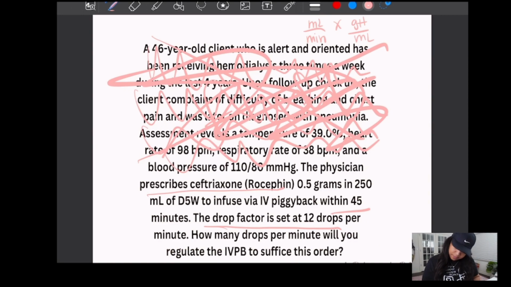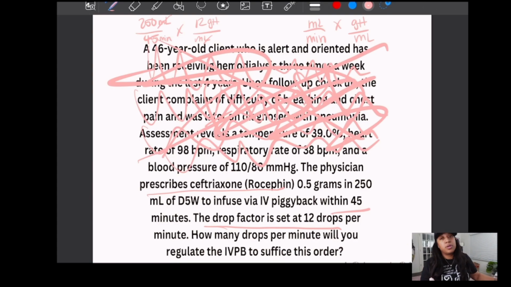So we will have 250 milliliters over 45 minutes times 12 drops per milliliter. Your milliliters cross out. Oh, I forgot to put my minutes, y'all.